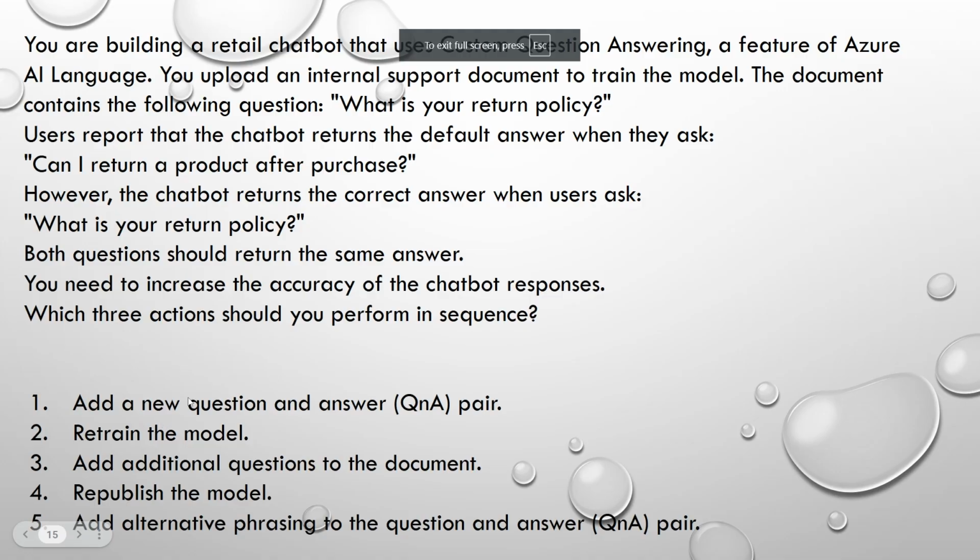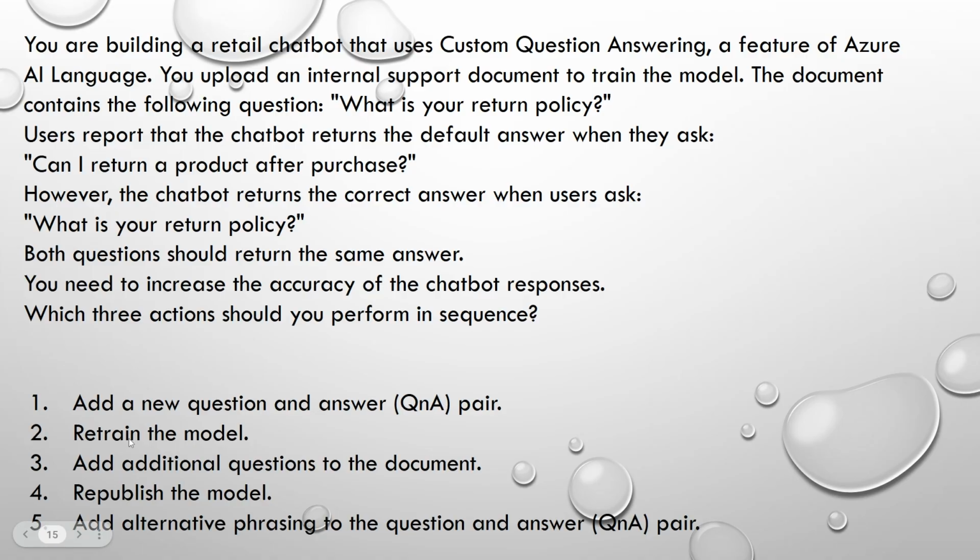question. So the first option is add a new question and answer pair. So is it the correct thing to do? Do we need to add a new question and answer? We can add the question, can I return a product after purchase, and add an answer for that question and train the model. But that is not necessary because the answer for both the questions is the same. So we don't want to add another Q&A pair. What we have to do is add an alternate phrasing of the question to the same answer. That is what we have to do.